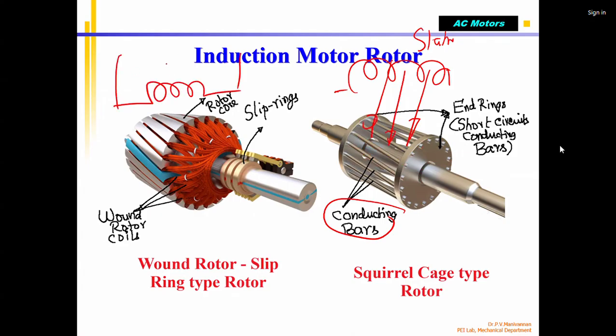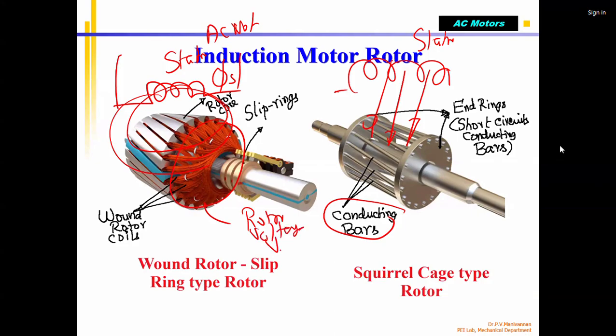For example, at the stator coil you are supplying AC voltage, correct? A stator magnetic flux, phi S, is created, something like this, and that cuts this wire. So there is a voltage, correct? Rotor voltage is induced. I say VR. Where? In this coil. Same thing, stator AC voltage is supplied to this.